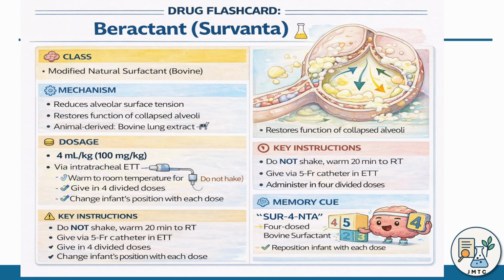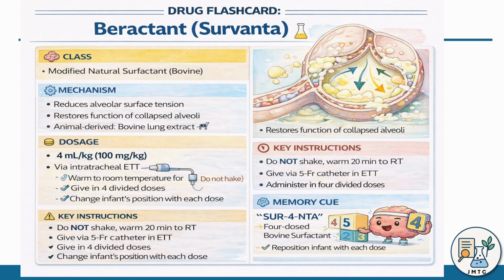So, dito sa ating Surfanta or Beractant, what type of surfactant is Surfanta? So, answer there is, it's a modified natural surfactant, bovine. Ano naman yung standard initial dose for Surfanta? That's 4 ml per kilogram. Paano ina-administer ang Surfanta? So, intratracheally via endotracheal tube using a 5 French catheter. Kamukha niya yung sa last natin, yung sa pork.